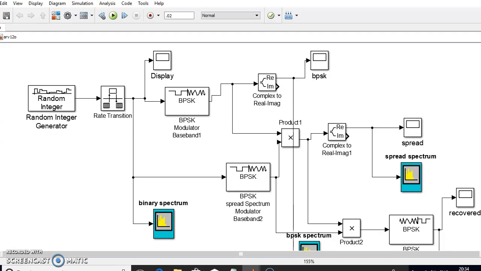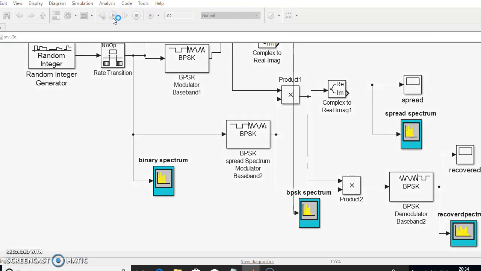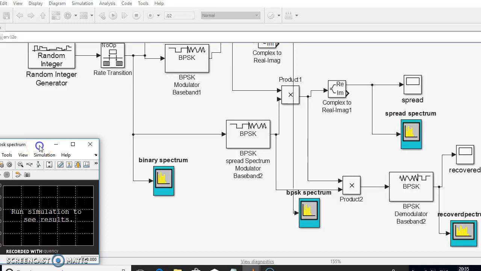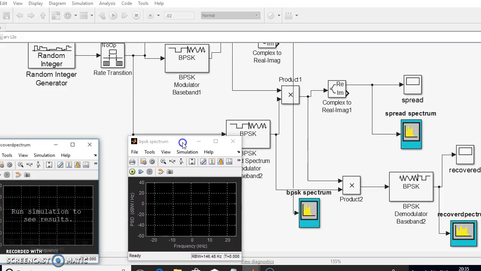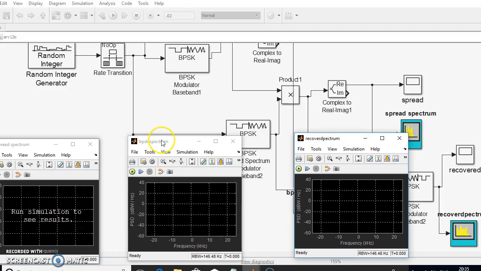Now what we do is recover it back by multiplying it with another multiplier signal. Then we do a BPSK demodulator to get the recovered waveform. So if you want to really run this, you run the simulation. What you can see is the input binary spectrum, the BPSK spectrum and the recovered spectrum respectively.